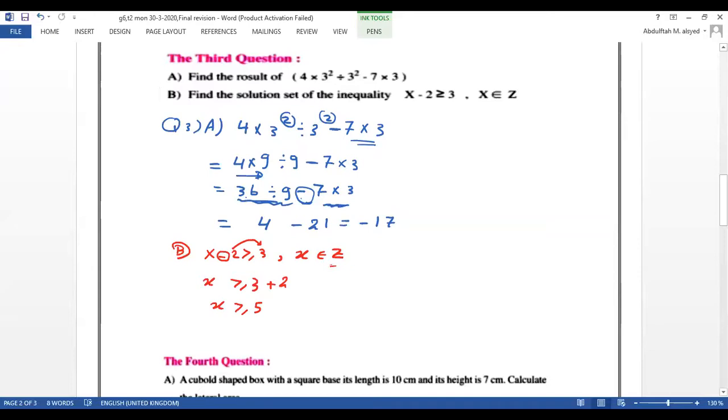How do we write the solution set? Solution set equals x is greater than or equal to 5. What are the numbers that are greater than 5? 6, 7, 8, 9, and so on. Is 5 included? Yes, 5 is included because there is an equal sign. So we have to write 5.